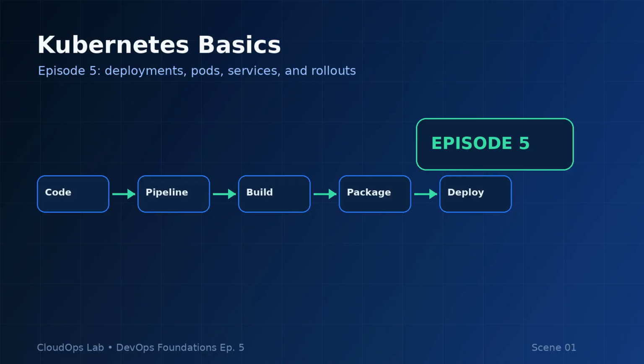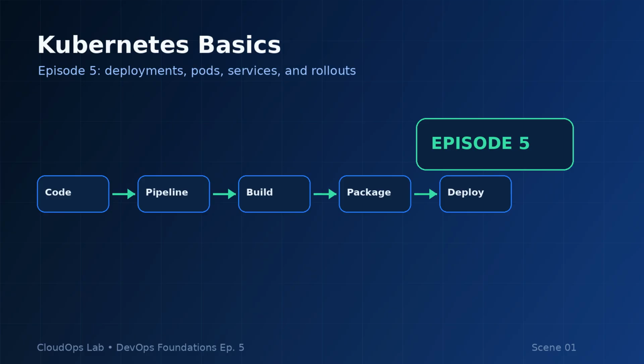So far, we have built the foundation. We explained CI/CD, we built a GitHub Actions workflow, we Dockerized an application, then we looked at how a container can be deployed to AWS. Now we are ready for Kubernetes.